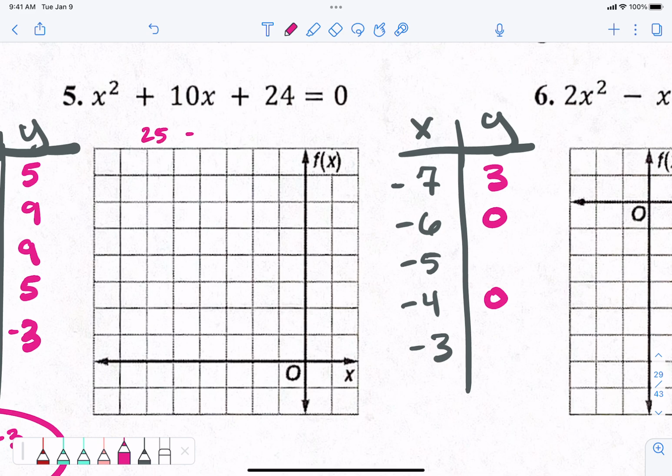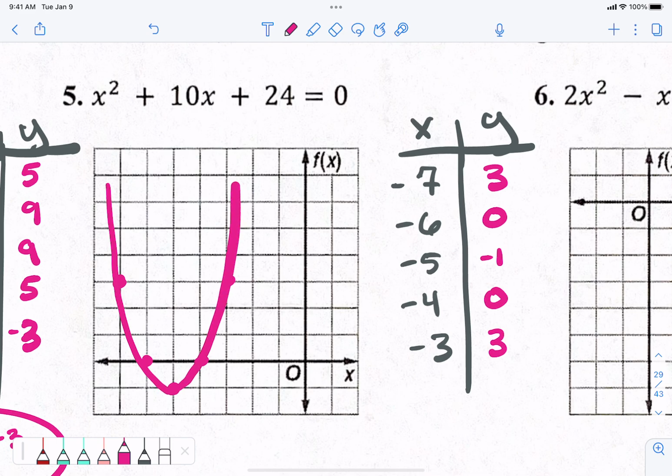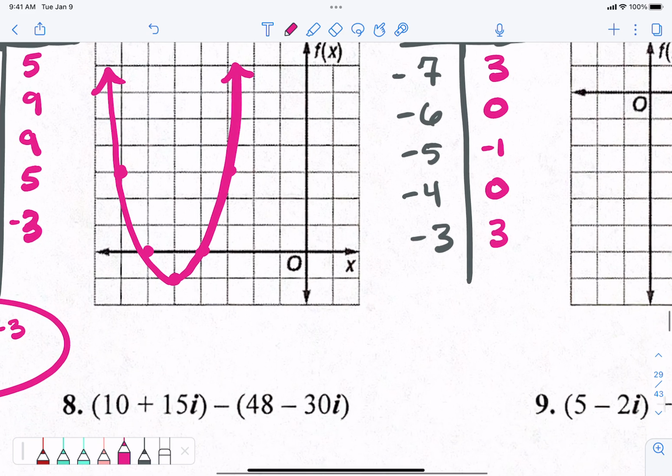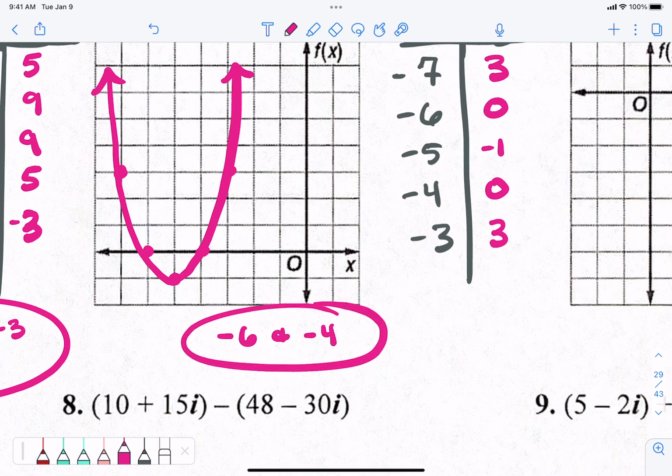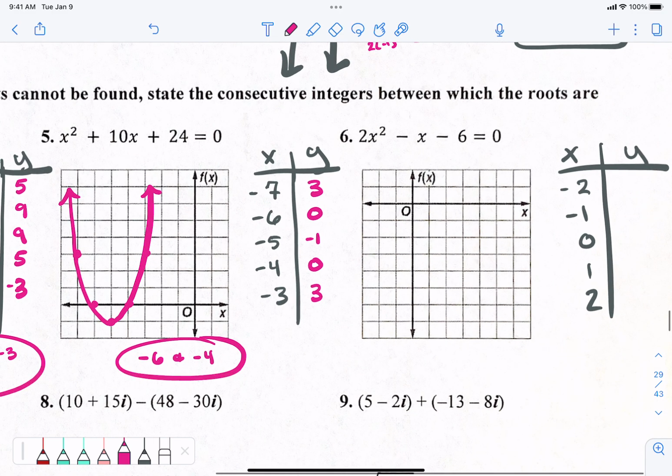Do you have these already done? I'm punching them in. -7 is at 3. -6 is at 0. Then we're at -1, 0, 3. There's my parabola. Does this one have exact roots? Yes, it does, at -4 and -6. Very nice. He is beautiful.